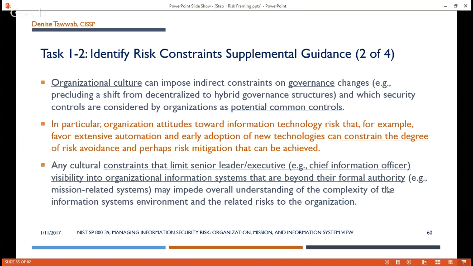Any cultural constraints that limit senior leaders' visibility into your information systems that are beyond their formal authority may impede the overall understanding of how complex the information system environment in your organization is and the related risk to the organization. So any kind of constraints, maybe a culture of silence, a culture of we don't share information outside of our department, any culture that limits what senior leaders can see in information systems will also constrain how you approach risk management.